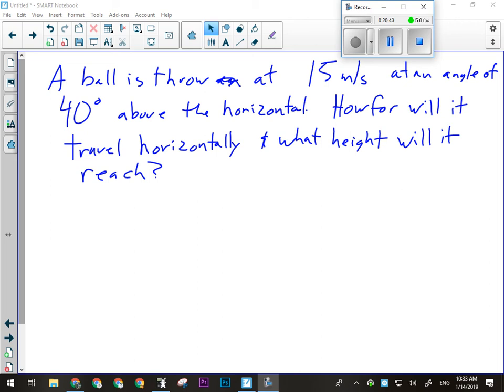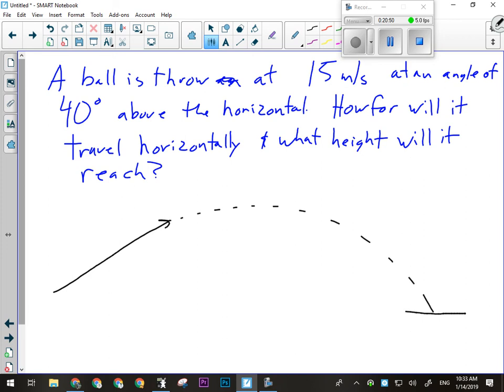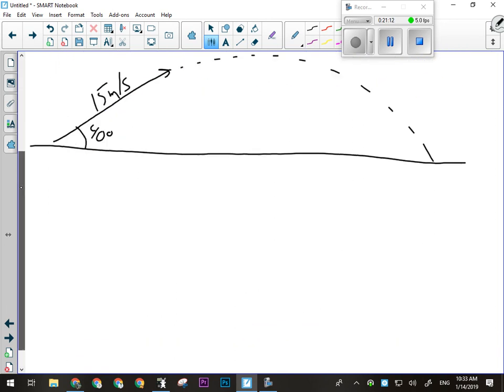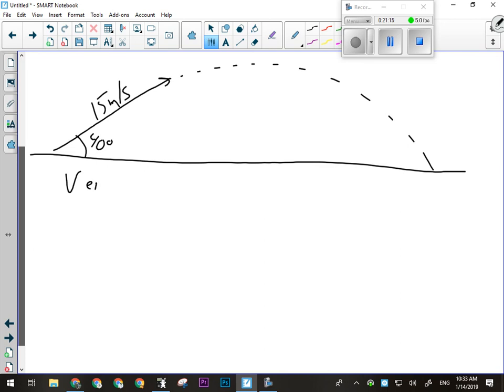For a projectile projected at an angle, obviously it's going to follow a path that looks like an arc, and it's going to re-encounter the ground some horizontal distance away. This angle here is the angle that it was projected at, 40 degrees. This is the speed, or the velocity, it was projected at, 15 meters per second at 40 degrees above the horizontal. For all projectile motion questions, we want to break them up into their vertical and horizontal parts, because the two parts are different.